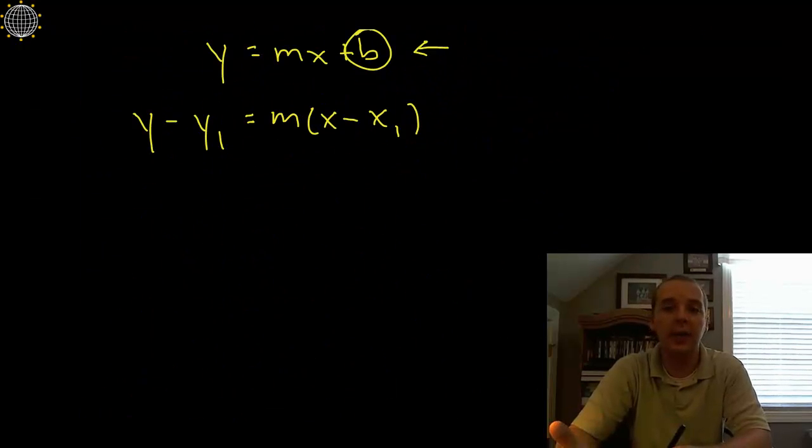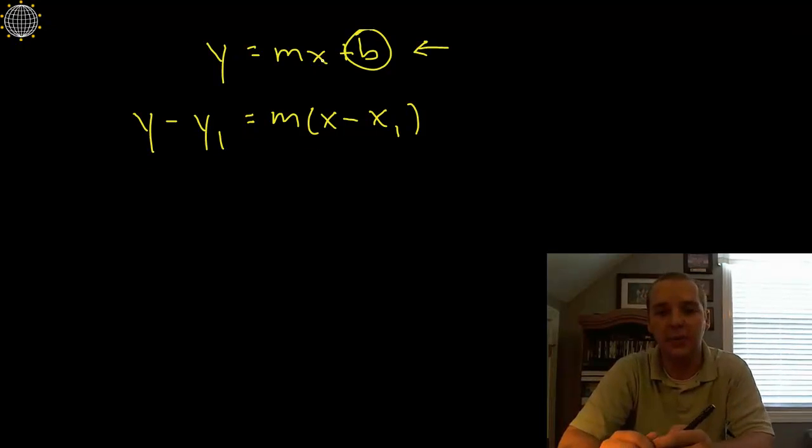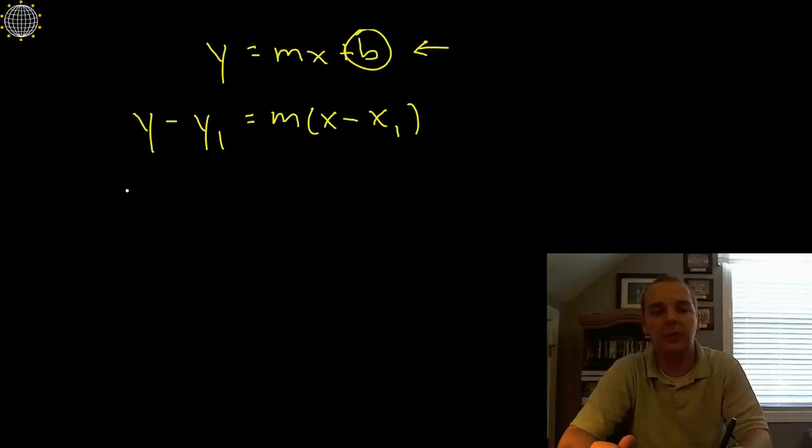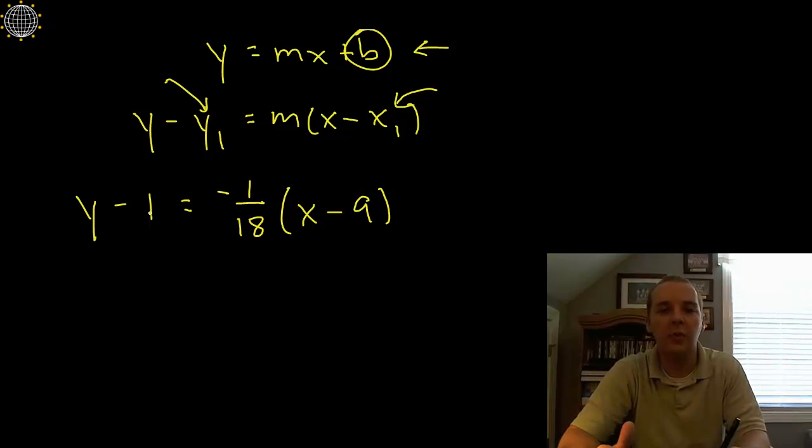Now, there are ways to kind of go in a roundabout way to find b. I'm not saying we can't use the slope-intercept form. I'm just saying this is probably a little easier. So we'd have y minus 1 equals negative 1 over 18 times x minus 9. If you see what I did there, I plugged in the x, y value we were provided, 9, 1. Make sure you don't swap those incorrectly. Don't say 9 and a 1. Make sure it's a 1 and a 9, where the y goes with y and the x goes with x. And then the slope is negative 1 over 18.